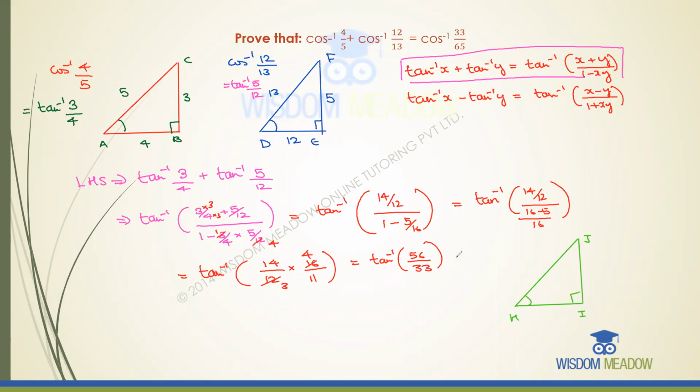So with respect to that, tan is opposite over adjacent. So this is 56, 33. Solving for the hypotenuse using Pythagoras theorem, you'll get as 65. So that's going to be cos inverse of adjacent over hypotenuse. That's same as the RHS. That's how you solve this.